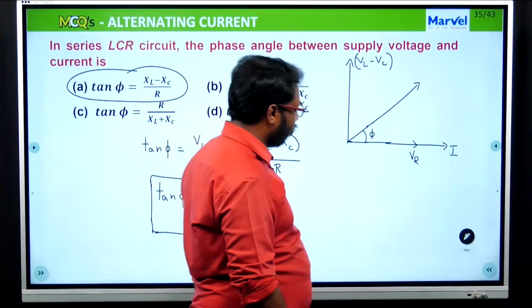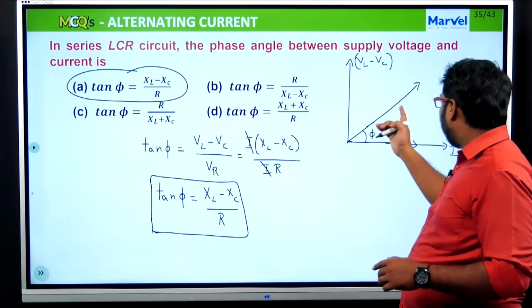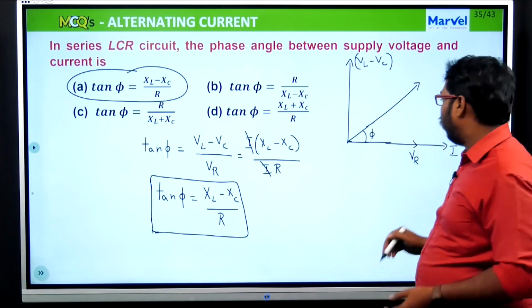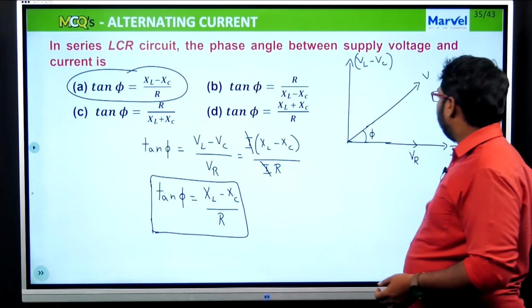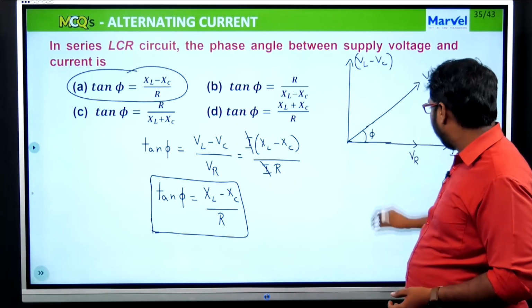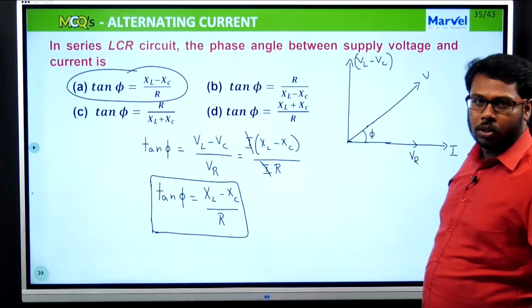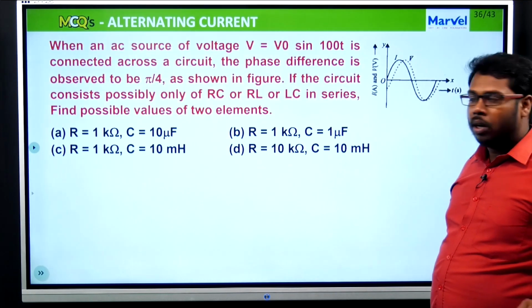So again, it is simple, you don't have to do much about this. All you have to do is draw the phasor diagram, and you have to realize this is the resulting voltage for the entire LCR circuit, and you will try to find the angle between the current and the voltage. So this is how it is. So now we move to the next question.